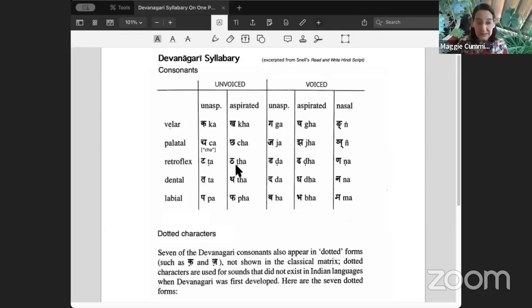Would you like to just read this line first? Yeah, I can totally do that. So the first one is t, t as in tomato, which is tomato. T.